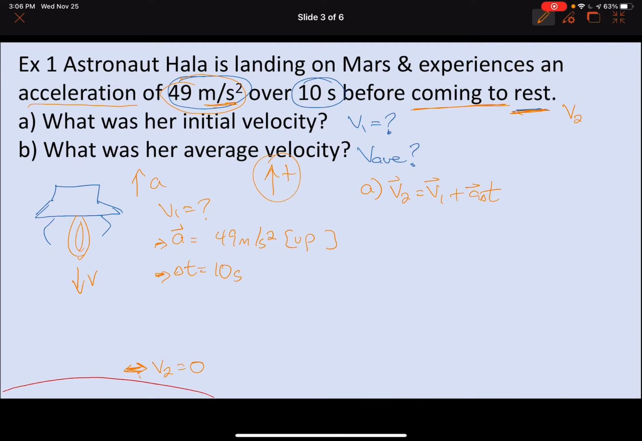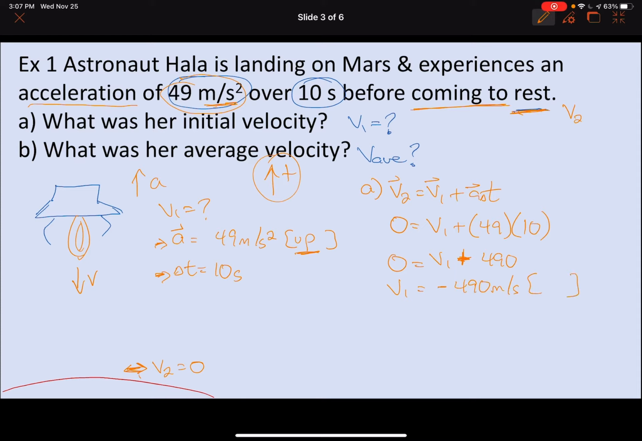I'm going to choose upwards as my positive direction. So when I sub numbers in, like acceleration, it's going to go in as a positive. Okay, so V2 is 0. V1, that's unknown. Acceleration, though, we know is 49, and I said up is positive. This thing is up, so it goes in as a positive. Time is 10 seconds. We multiply those things together: 490. Whoops, this should be plus. We take it to the other side. What we get is V1 is negative 490 meters per second.